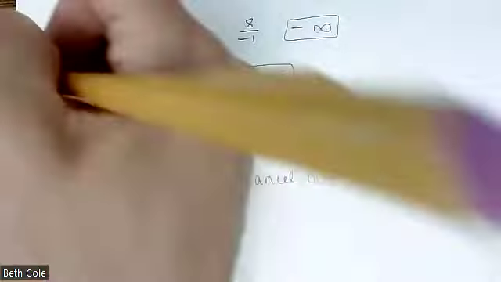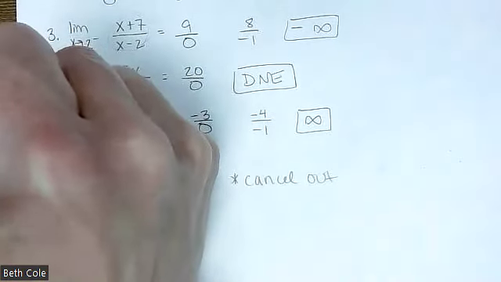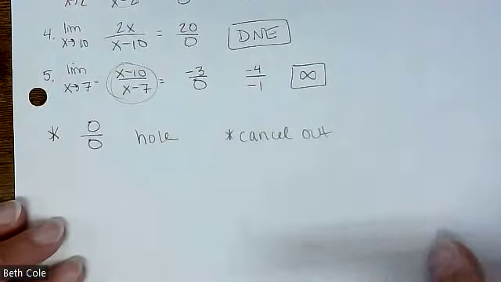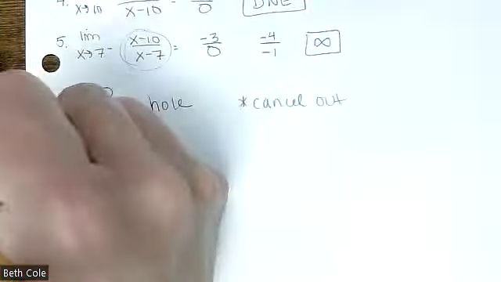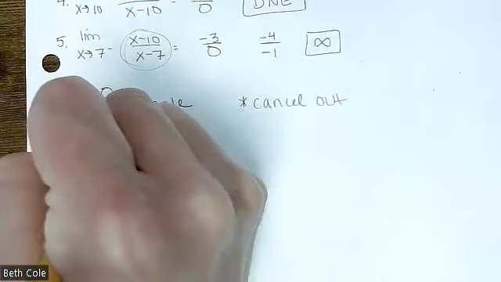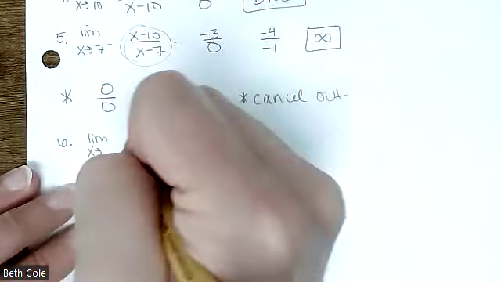Oh, I forgot to number my problems. I'm sorry. Did you guys number them without me? I'm sorry. That was 4 and that was 5. So we'll call this 6. All right, limit x goes to -1.